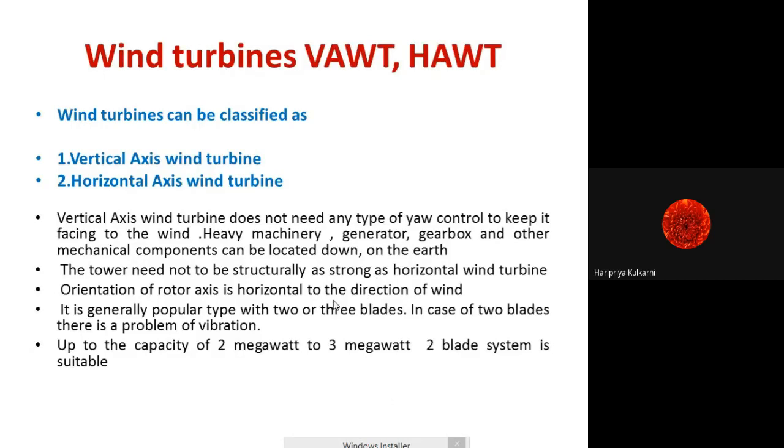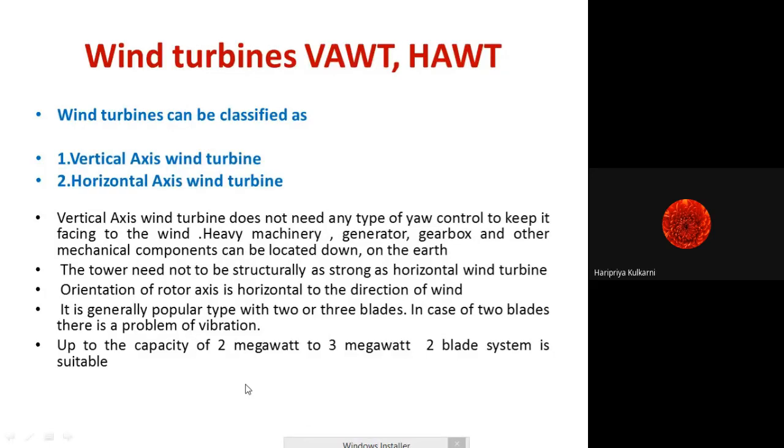Now it is generally popular with two or three blades. The number of blades can be two or three. A four blade system is also available. But in a two blade system, there is a problem of vibration. Vibrations are high, but we can get higher speed with the help of two blades. With three blades, vibrations are comparatively less.